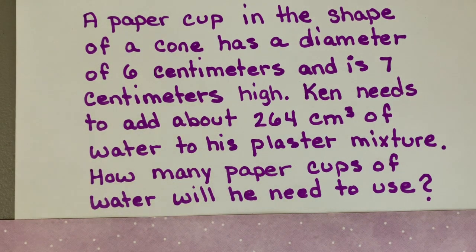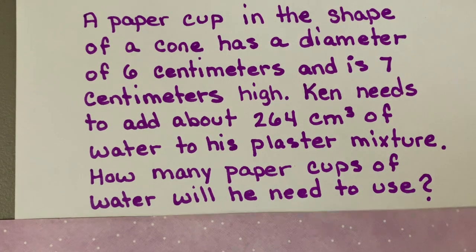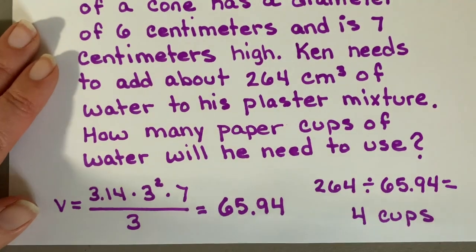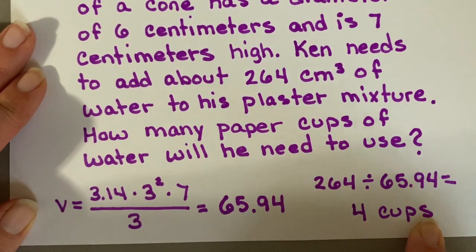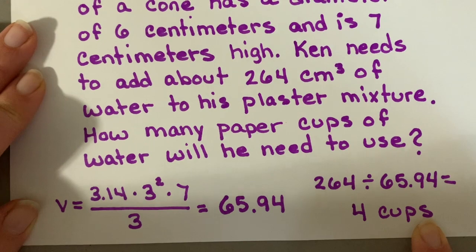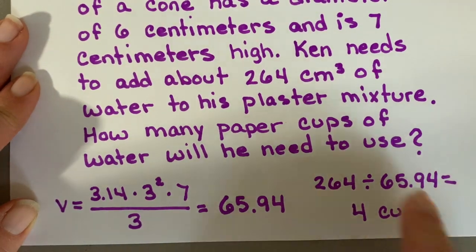Sometimes when they have water at a store for people, they'll have those little teeny paper cups that are disposable. So that's what I'm thinking of with this word problem. It says, a paper cup in the shape of a cone has a diameter of 6 centimeters and is 7 centimeters high. Ken needs to add about 264 centimeters cubed of water to his plaster mixture. How many paper cups of water will he need to use? First on this one, we're going to find the volume of the cup, and then we need to divide to find that he's going to use approximately 4 cups of water for his plaster.